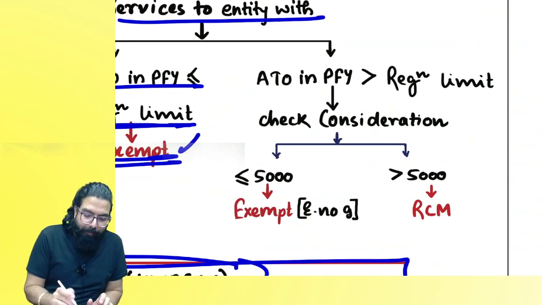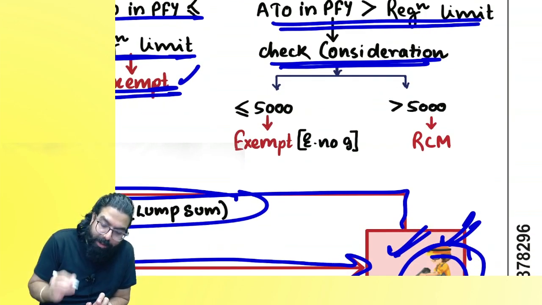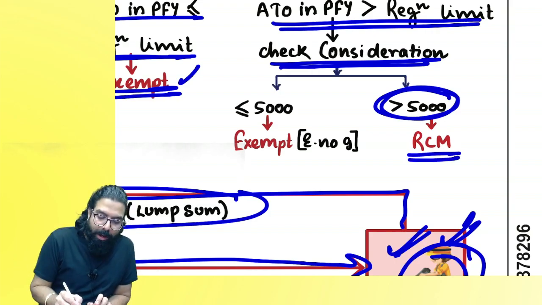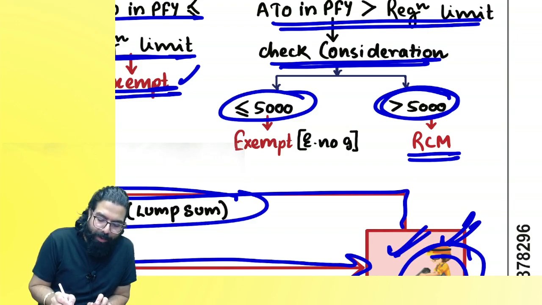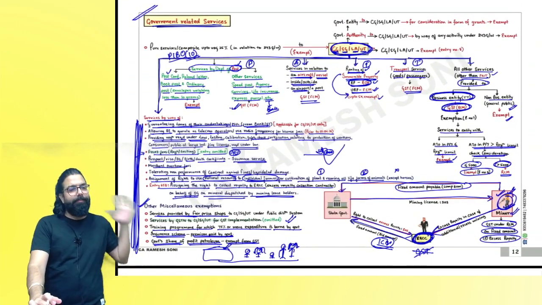Yes. So sir, if my aggregate turnover was greater than the registration limit, then in that scenario, if I'm paying more than 5,000, then only I have to pay GST under RCM on that amount. If I am paying less than or equal to 5,000, then GST will be exempted. Are we all 100% clear till here?